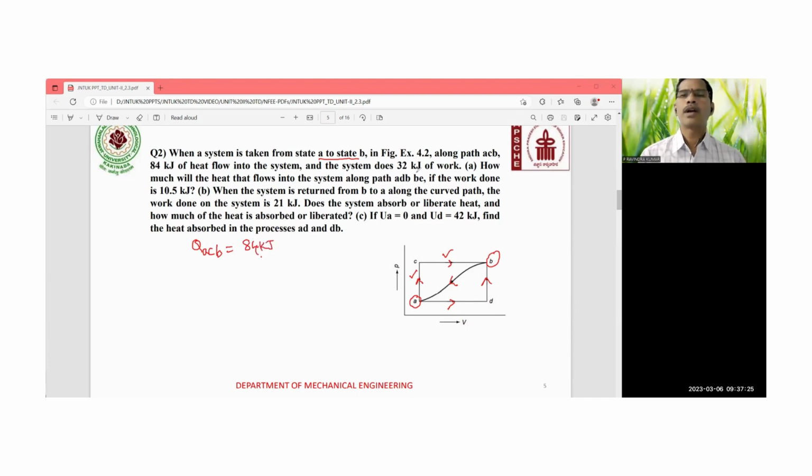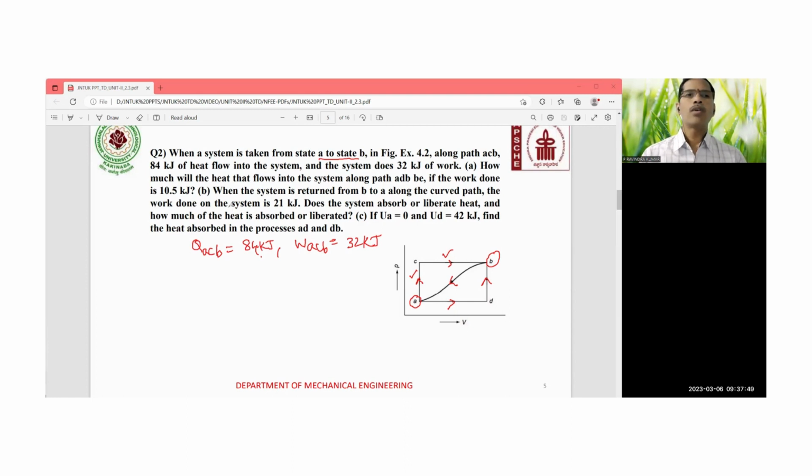And the system does 32 kilojoules of work. The given data is W_ACB, the work done by the system, which is equal to 32 kilojoules. So that is the given thing.